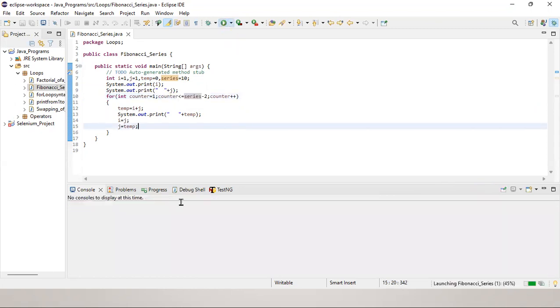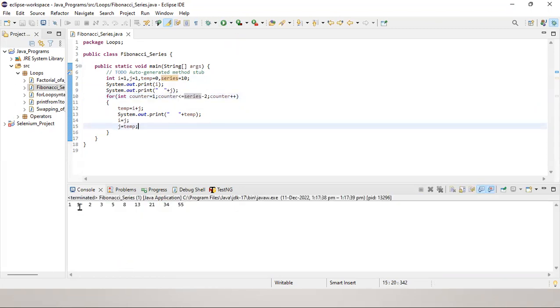If I execute this piece of code, you can see 1, 1, followed by 2, so 1 plus 1 is 2, 1 plus 2 is 3, 2 plus 3 is 5, 3 plus 5 is 8, 8 plus 5 is 13, 13 plus 8 is 21, 13 plus 21 is 34, 21 plus 34 is 55. So the series overall has 10 numbers.